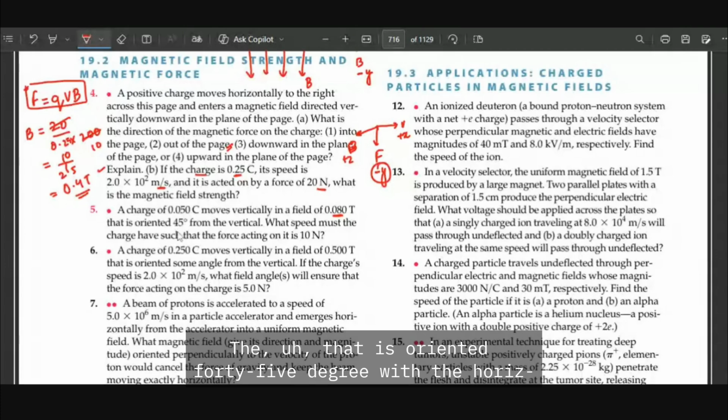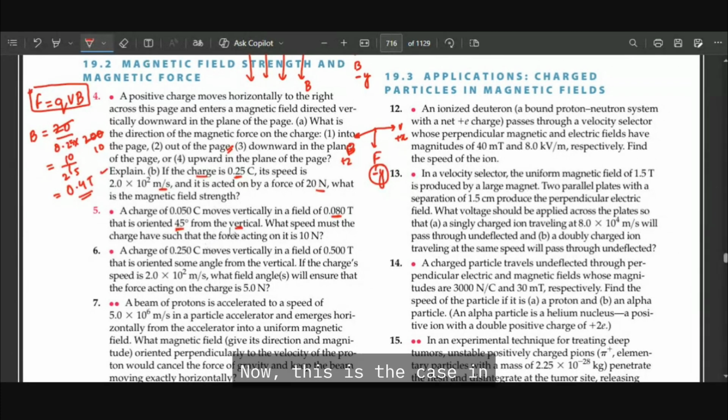That is oriented 45 degrees with the vertical. Now, this is the case in which I told you that force is QVB sine theta. So we are going to use this relation here to answer the question. What speed must the charge have such that the force acting on it is 10 newtons?